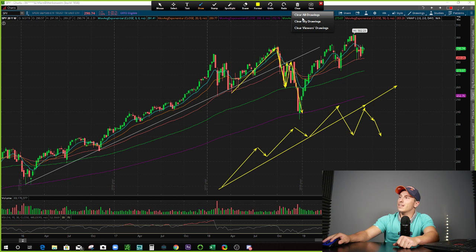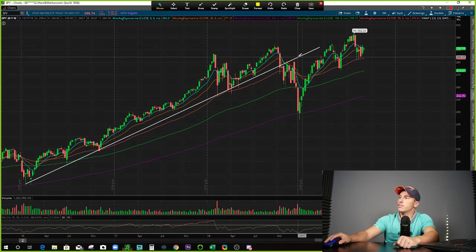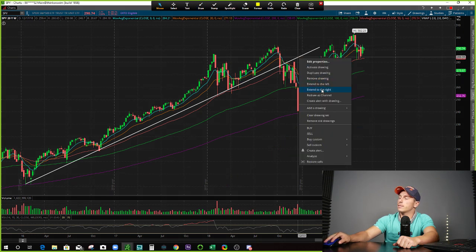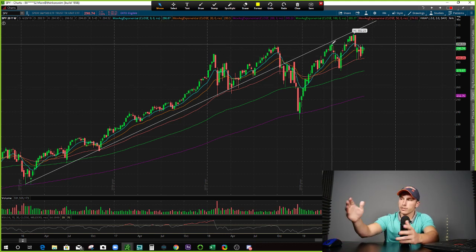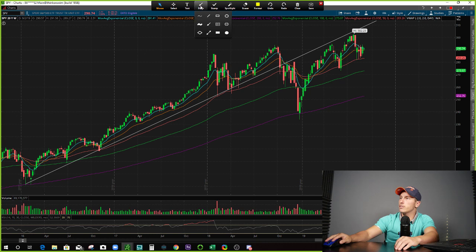And even still, if we extend this trend line to the right, you can see that it's not quite touching, and that's possibly because I've drawn it a little off, but you'll see that it's still rejecting that trend now. Now that we've broken below, we're still rejecting that trend to the upside.